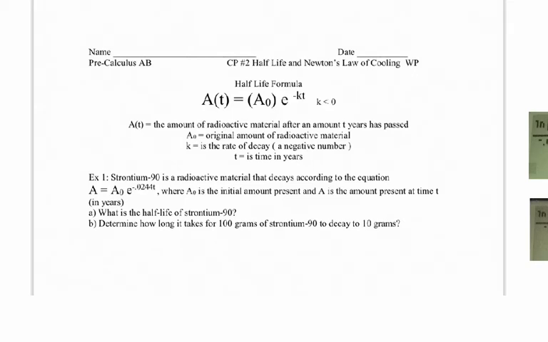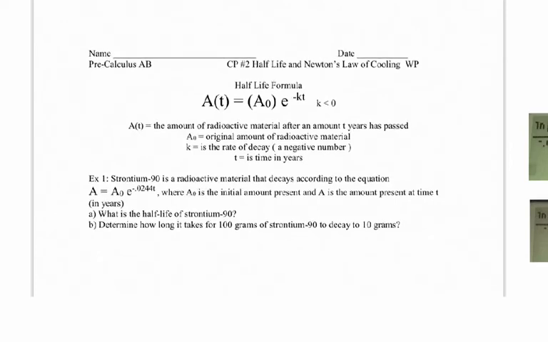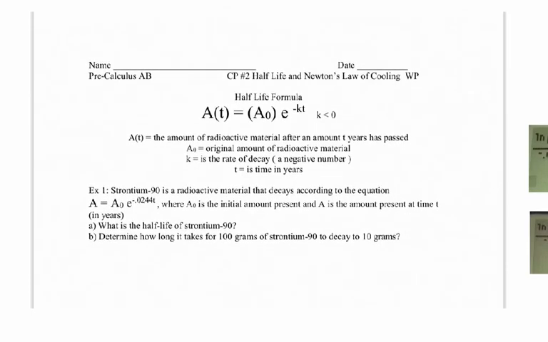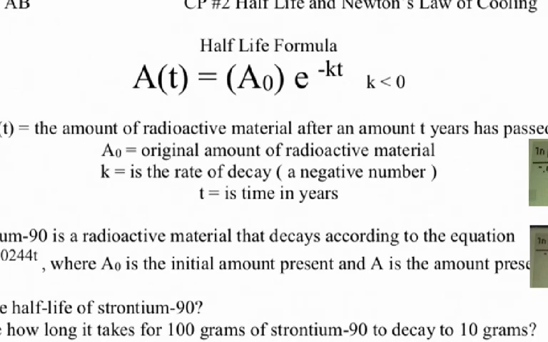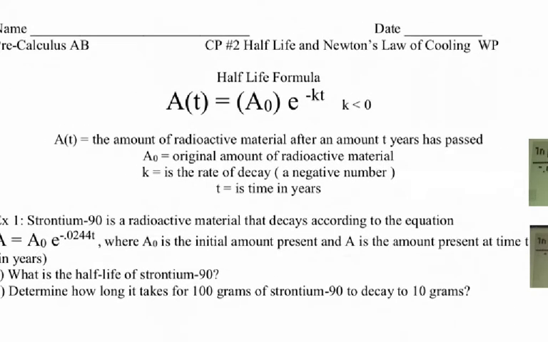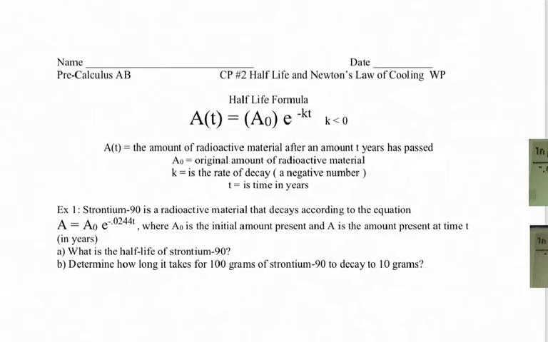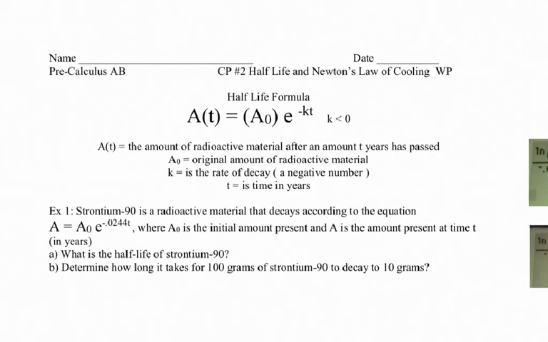Hello everyone, so this video is going to talk about two very important word problems dealing with logs. The first one is half-life. So you'll see here the formula for half-life is A of t is equal to a sub 0 times e to the negative k t, where k is less than 0. So ultimately the k value has to be negative.